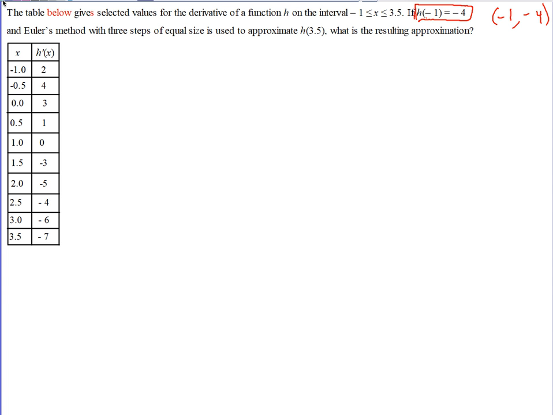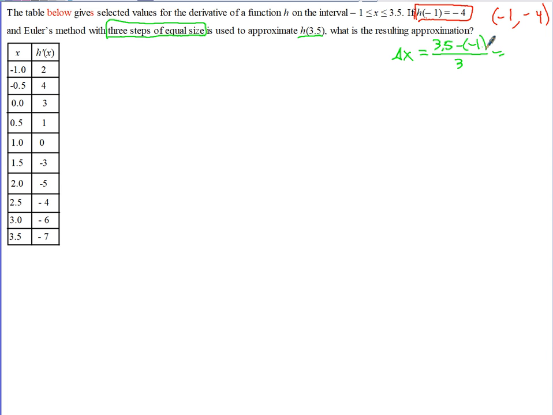And then it says using Euler's method with 3 steps of equal size used to approximate h of 3.5. What is the resulting approximation? So the step size, we usually call it delta x, if x is our independent variable here. And to calculate what it's equal to, we just take first how far are the points apart. The starting point, which in this case is at -1, and where you're ending up, which is at 3.5. So we have 3.5 minus -1 divided by the number of steps, which in this case is 3.